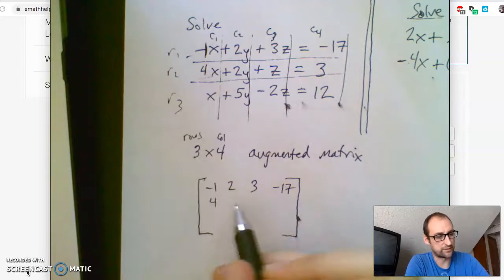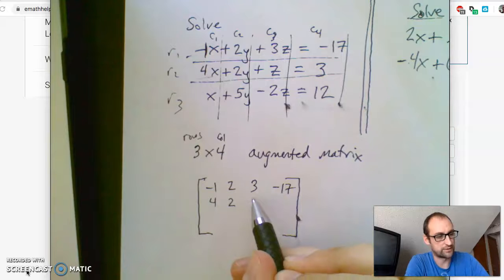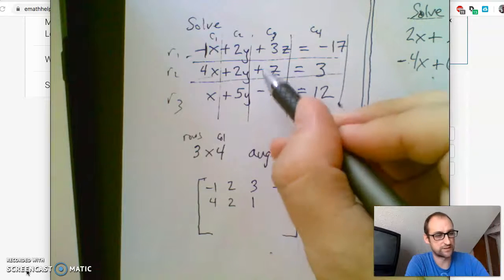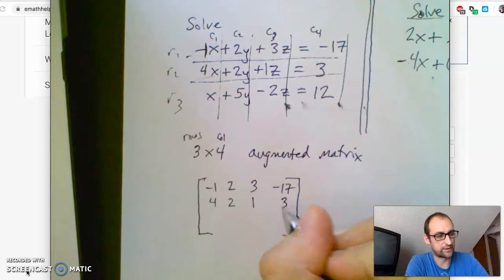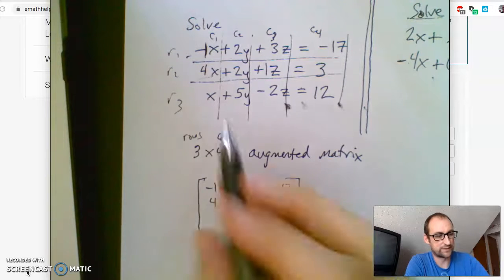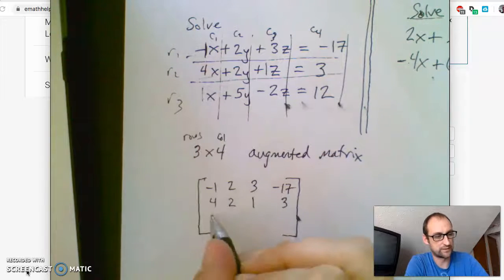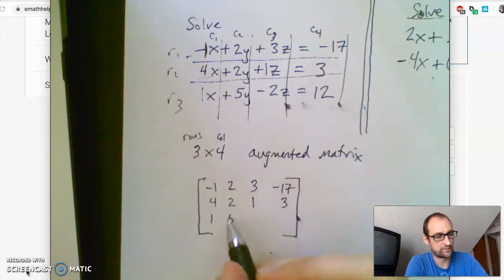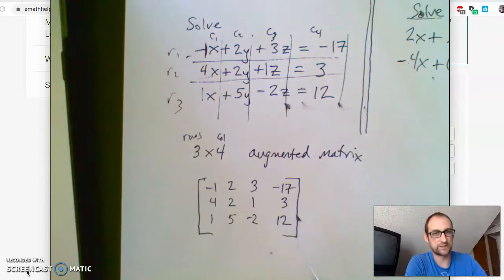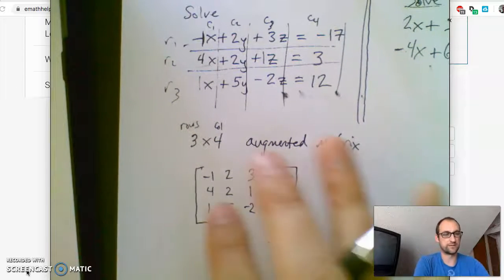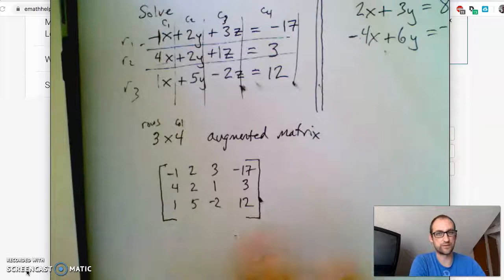I'm just going to write the 4, the 2. There's a 1 there. Don't be tricked. Just don't say 0 because there's actually a 1. And a 3. And then the last row, there's a 1 there, a 5, a -2, and a 12. And you can kind of see why the order matters, because the thing that matrices are good about is putting things in order. It's kind of like your Excel spreadsheets or Google Sheets if you've ever used them.